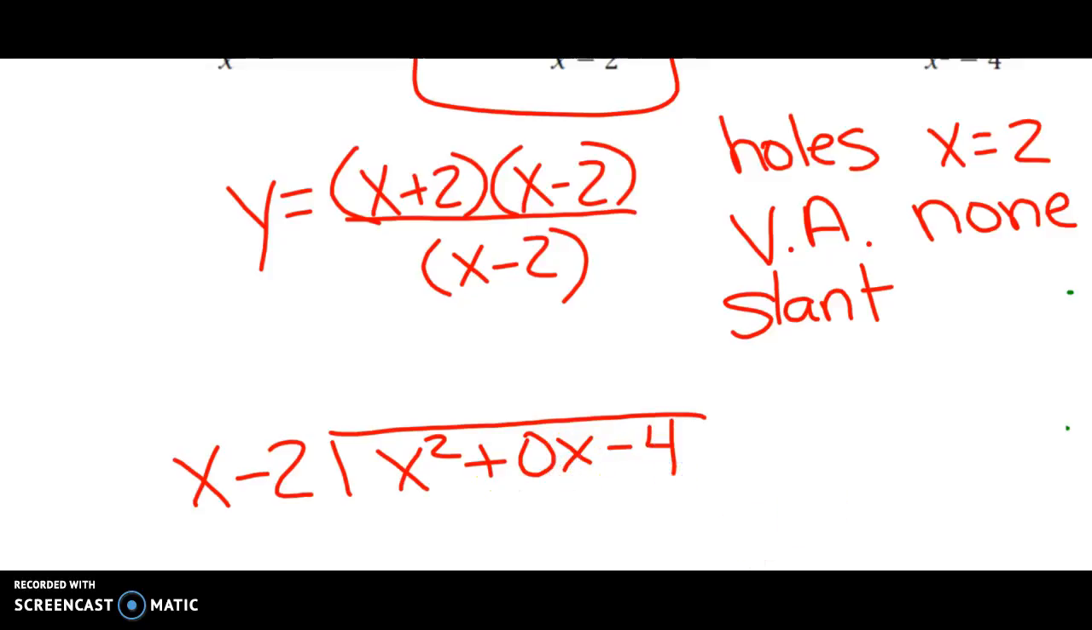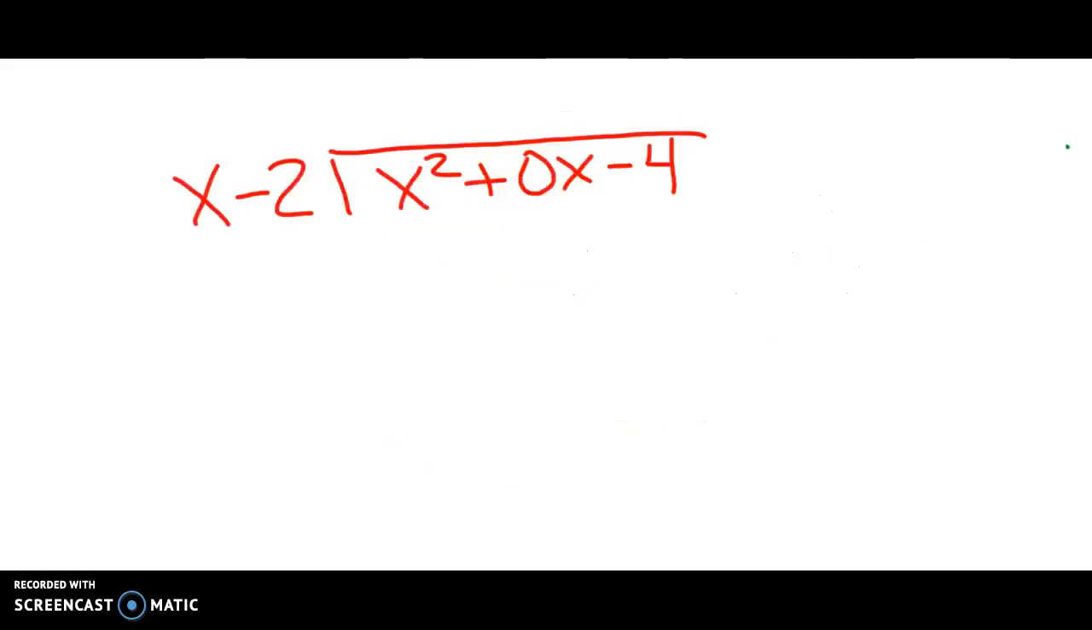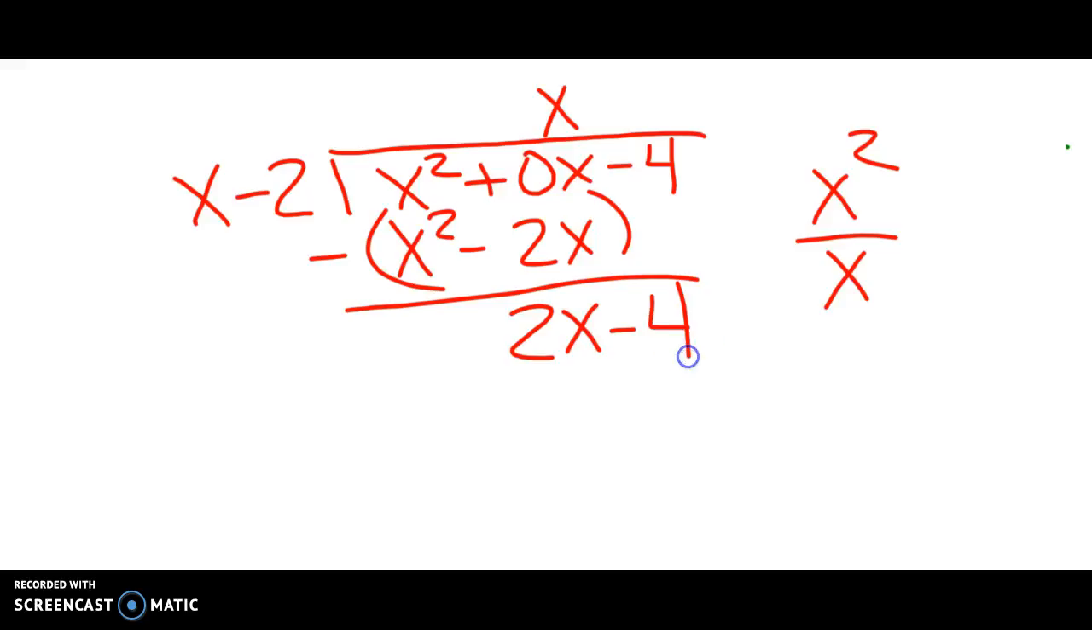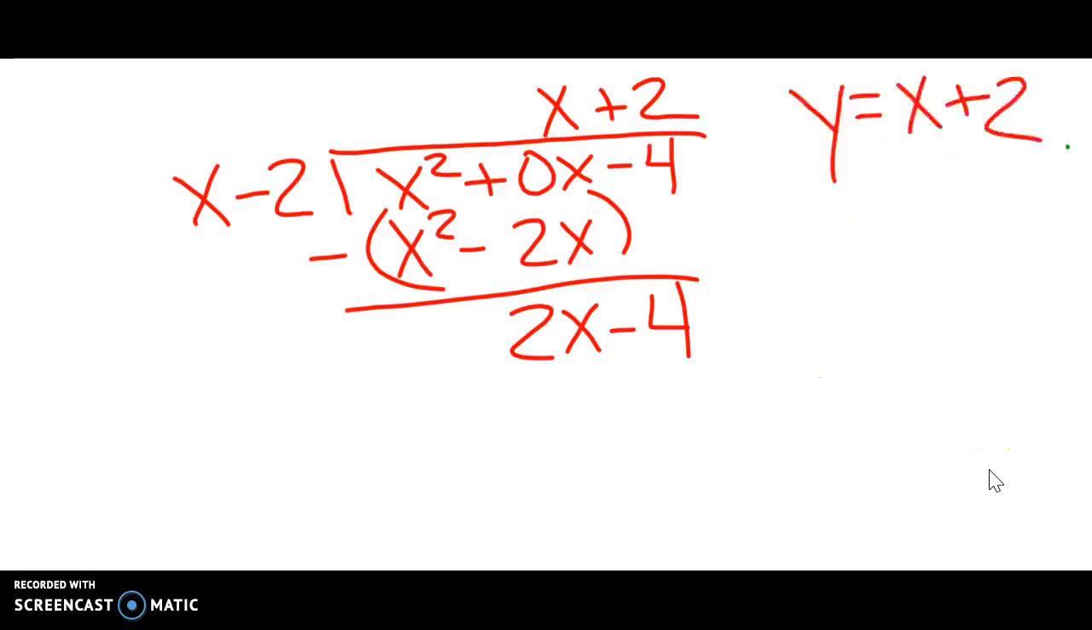Go through and let's work that out. I'm going to go fast because I'm running out of time. So I've got x squared divided by x, which gives me an x, and then I multiply it, and I get this, and then you subtract these, so this becomes 2x minus 4. So 2x divided by x is just 2, and I don't really care about the rest of it, so I'm not going to do it. So my slant asymptote is going to be y equals x plus 2.